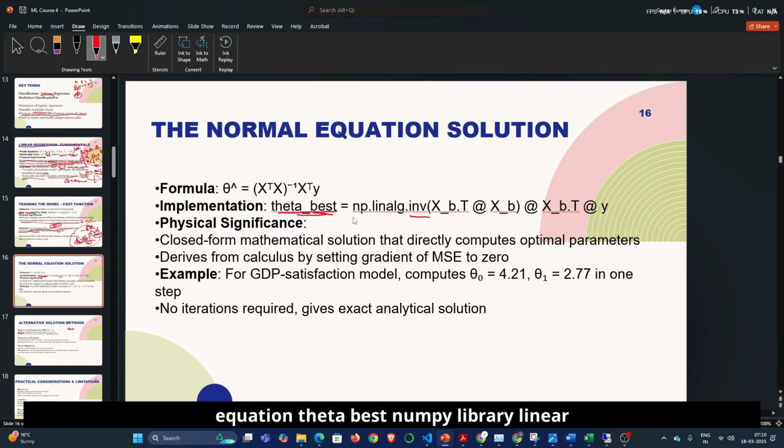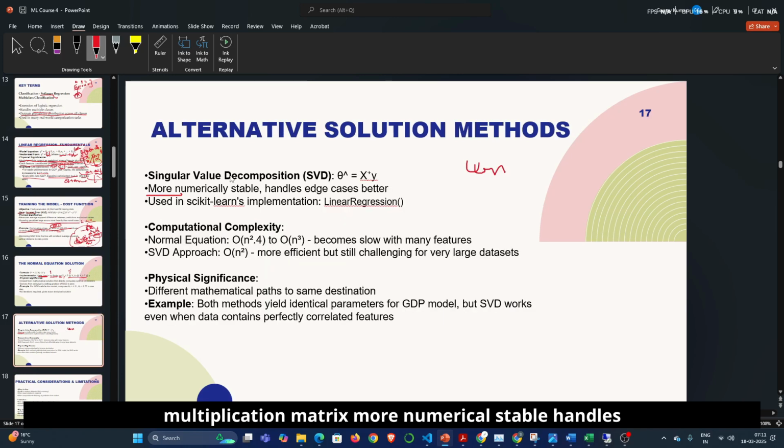Theta best, with the NumPy library, linear algebra, inverse, X, y, and this is very simple to do. Another way to write it down, I think, is matrix multiplication. More numerically stable, handles edge cases better, used in the scikit implementation of linear regression.